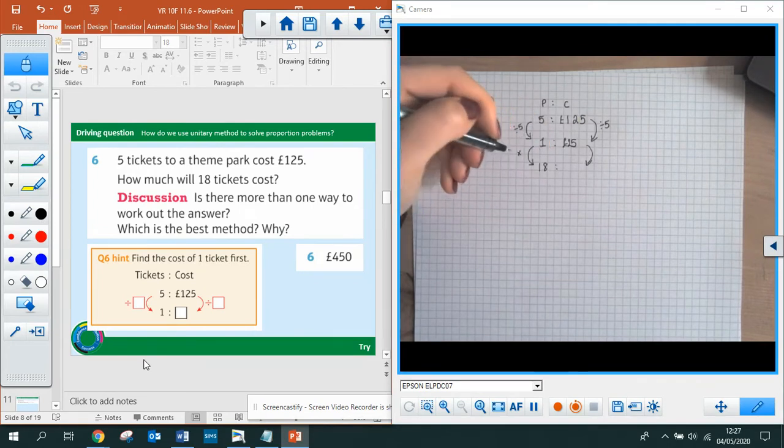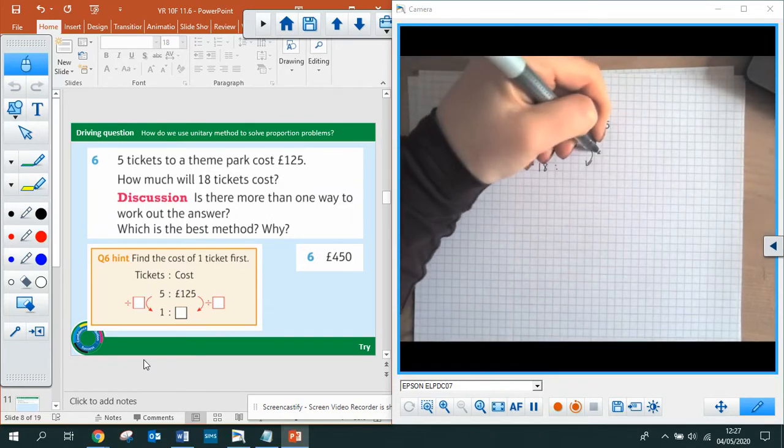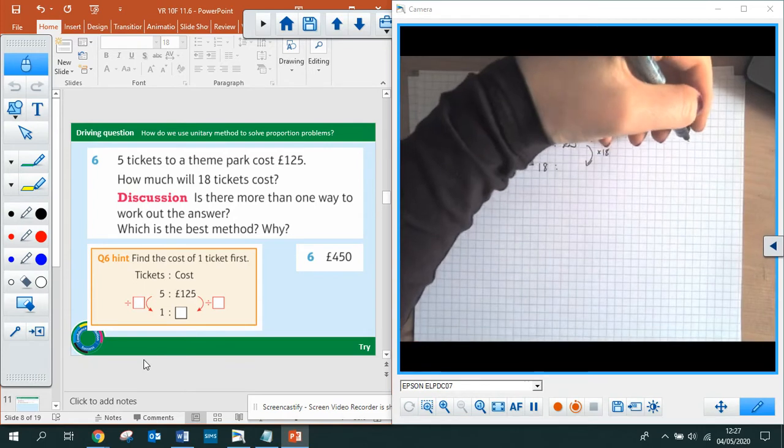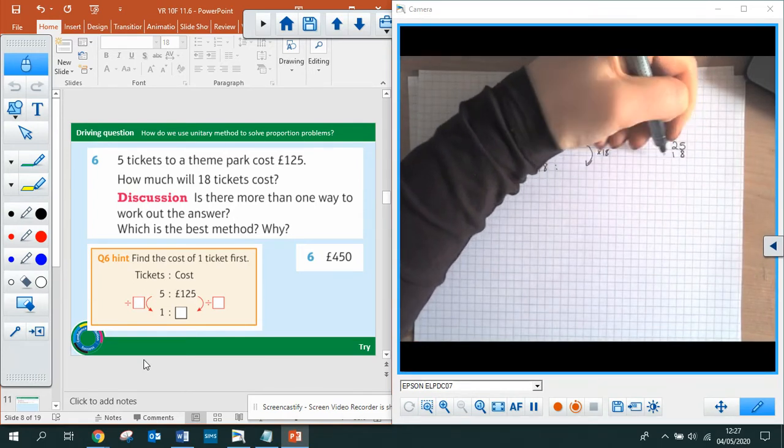Well, we're going to now have to multiply by 18, because to get from 1 to 18, I have to multiply by 18. So I'm going to have to multiply my £25 by 18 to work out how much it will cost for 18 people. So at the side, I'm going to do 25 multiplied by 18.